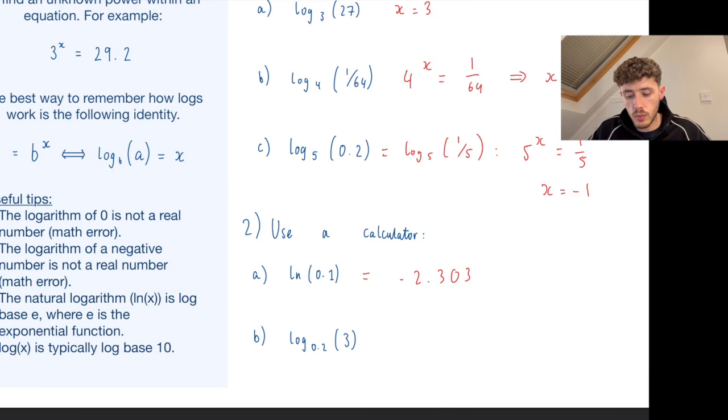And likewise for the bottom one, we need to find the button that often looks like this. It's log with one square and then a bigger square, because this time we have to put in the base ourselves. If we put that in, we're going to get minus 0.683. And that is going to be our final answer to 3 decimal places.